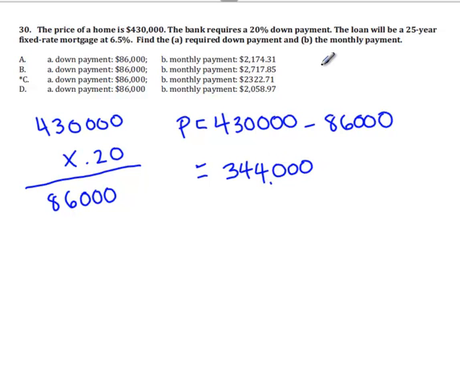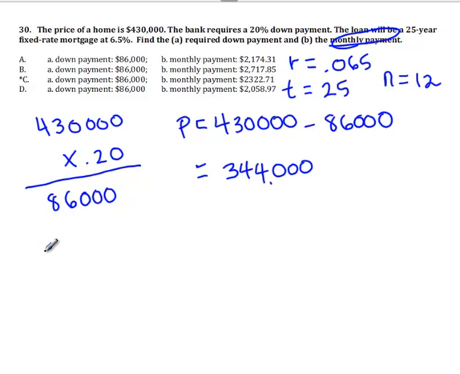Now we also know that the rate as a decimal is 0.065. The time is 25 years. And it's compounded monthly because you have monthly payments, so your N has to be 12.